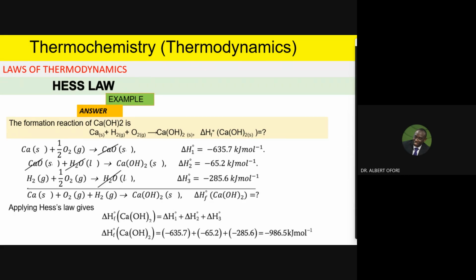Yes, I hear you. Please, ask your question now. Sir, I wanted to ask about the oxygen. I think they are the same, but we didn't cancel that one. We didn't cancel because they are all at the reactant side. If it happens that one of them was at the product side, then we can cancel it. But they are all at the reactant side, that's why we sum them up. Okay.